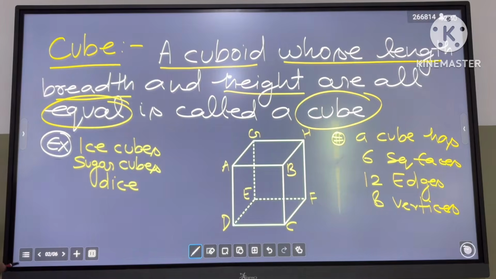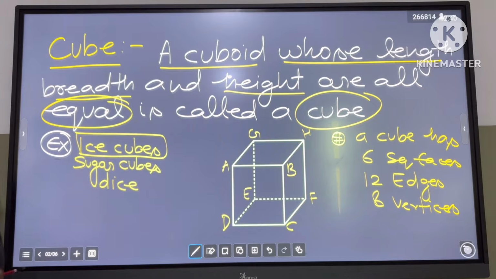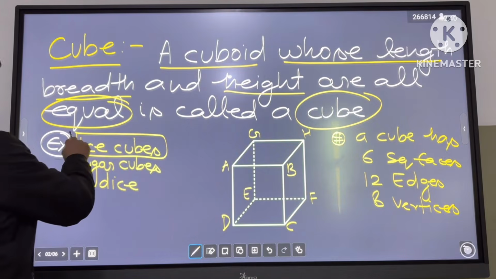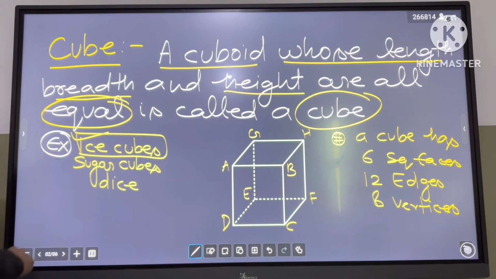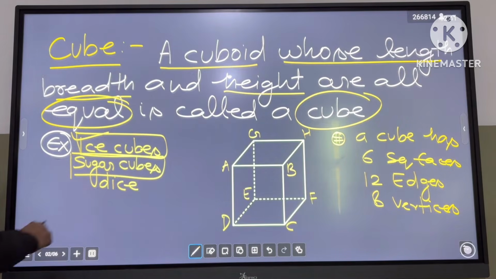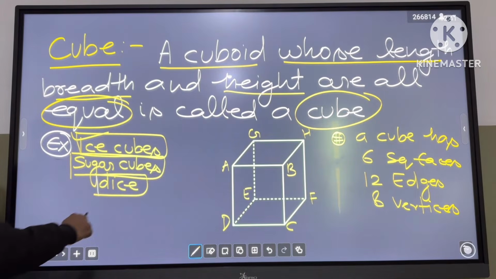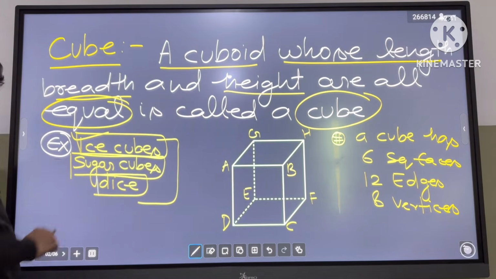Here are some real life examples of a cube. You can see an ice cube in your fridge. This is a real life example of a cube. The second one is sugar cubes, and the third one, the most important, is dice. These are real life examples of a cube.